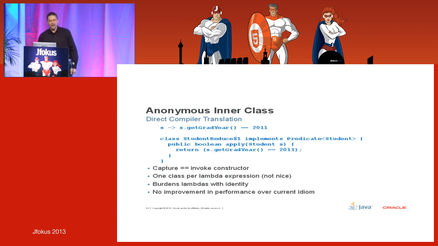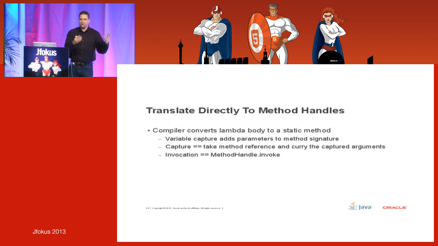We have one class per lambda expression, which is not nice because obviously if you've got lots of lambda expressions, you're going to end up with lots of different classes generated by your compiler. It also burdens the lambda with some form of identity because we have to generate a class, in this case called Student$Reduced$1. So now it's got an identity. And if you're calling it an anonymous function and you give it an identity, it's not really anonymous anymore. So it's not quite right in that respect. And the other thing is it doesn't give us any improvement in performance. We're still doing the same thing as if we had written the code using an anonymous inner class, and so we don't gain anything from a performance point of view.